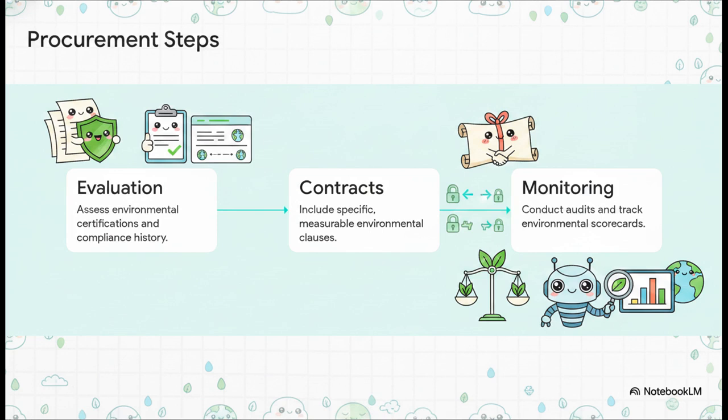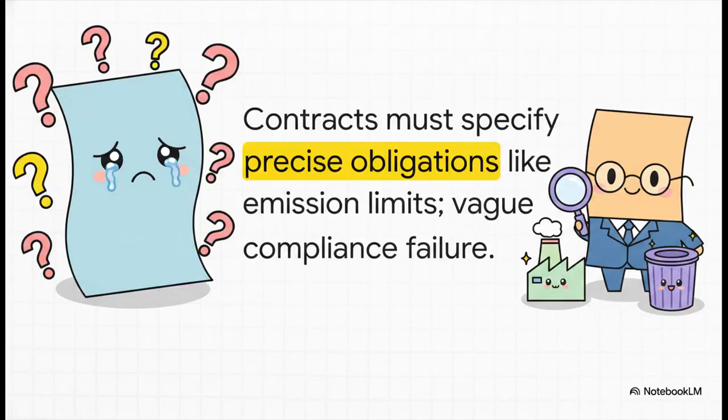You can't just trust them. You have to verify through ongoing audits and environmental scorecards. I want to focus heavily on that second step for a second, the contracts. Look, ambiguity here is a massive compliance failure, literally.